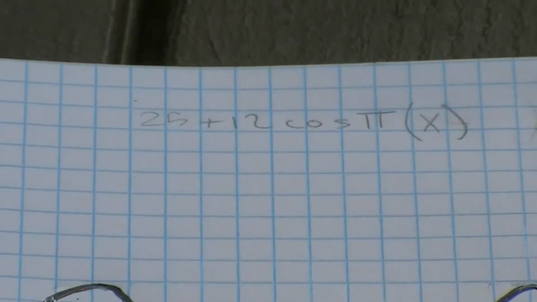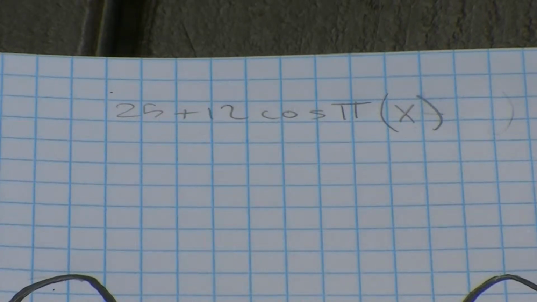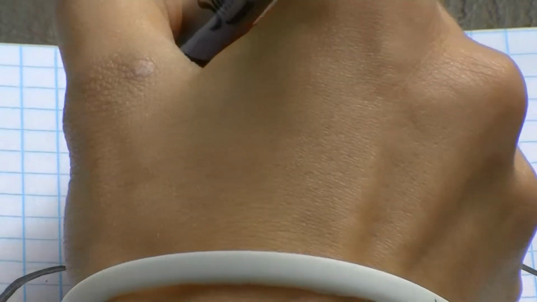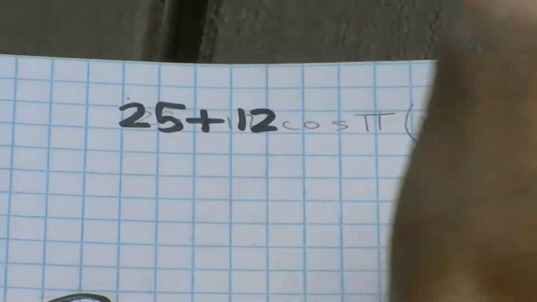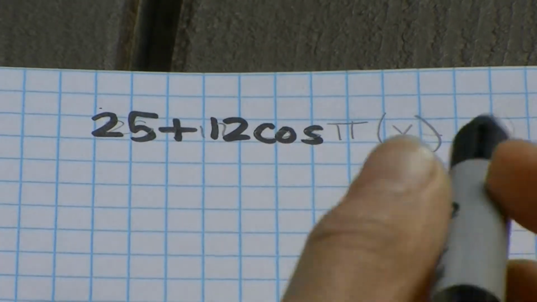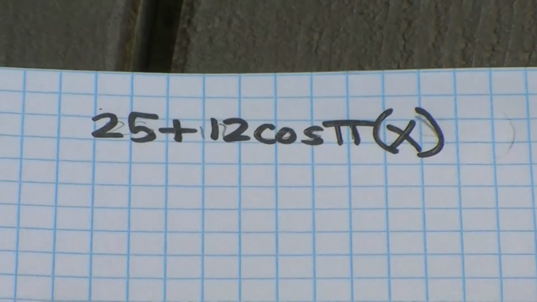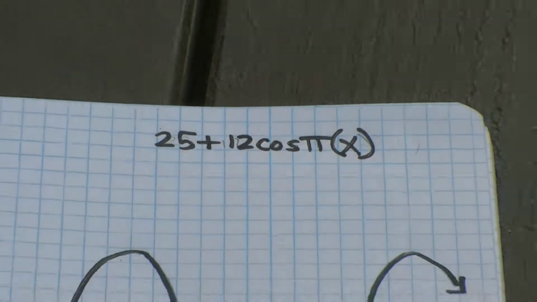Okay, so that makes our equation. Hold on. Okay, 25, which is the vertical displacement, plus 12, the amplitude, cosine. And then to get the b value, you do 2 pi divided by 2, which is our period. So you get pi, and then x, because there's no phase displacement.